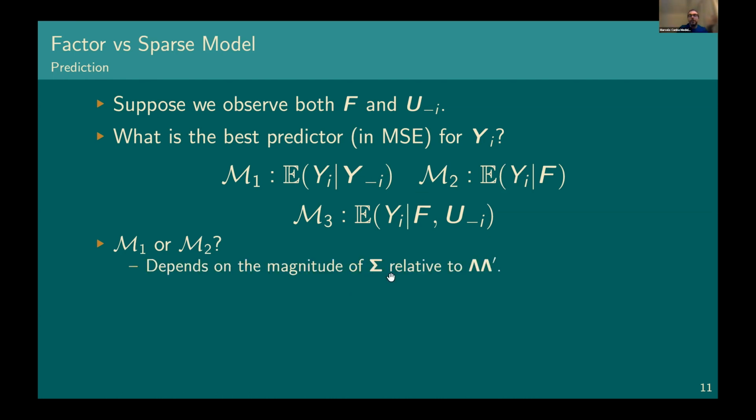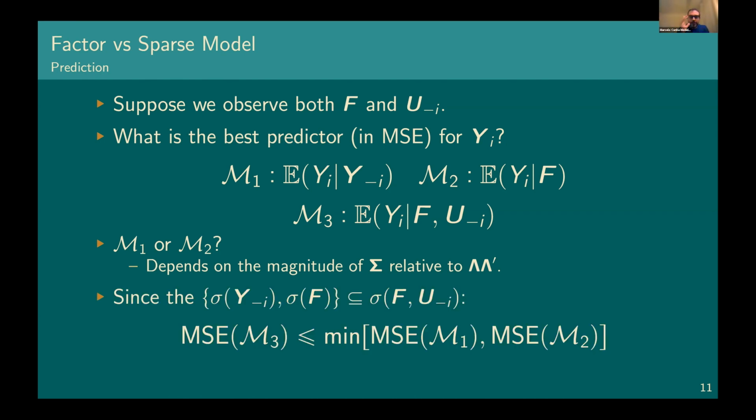Well, it depends on the magnitude, in terms of MSE, of sigma, which is the covariance matrix of the idiosyncratic, relative to lambda transpose. Which one will be the best predictor in terms of MSE? However, since the sigma algebra of y minus i is contained in the sigma algebra of f and u minus i, we can show, and it's not difficult to show, that the MSE of model 3 is less than or equal to the minimum between the MSE of model M1 or M2. So the optimal is to consider M3.